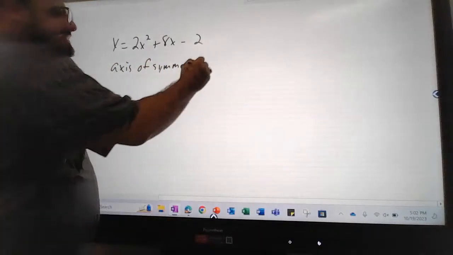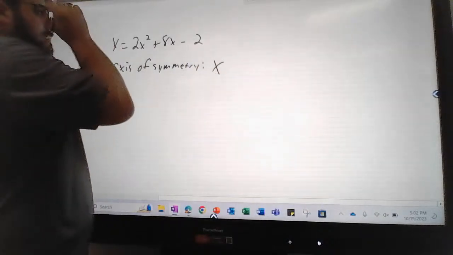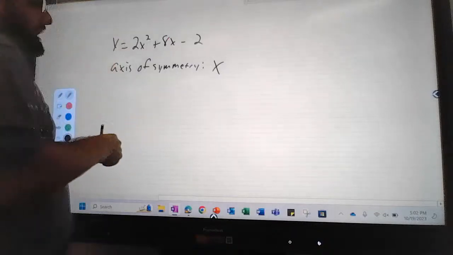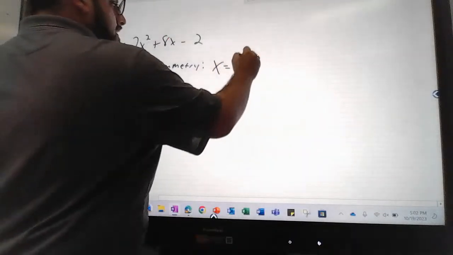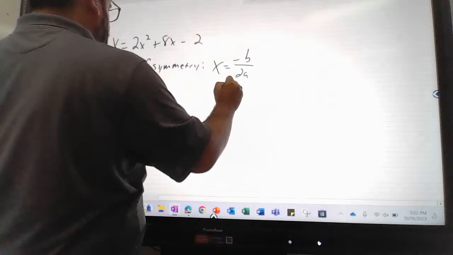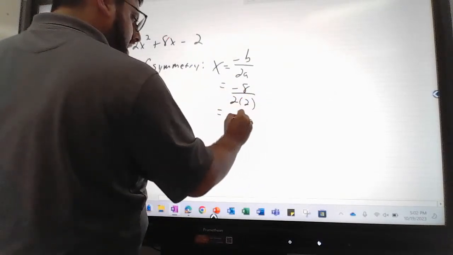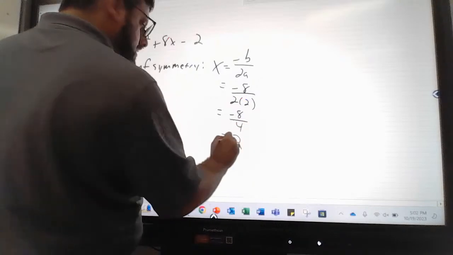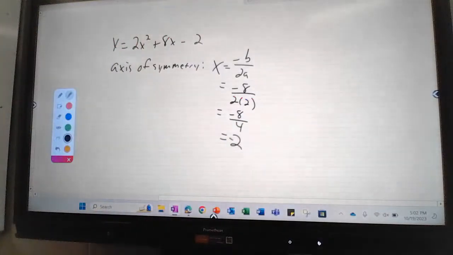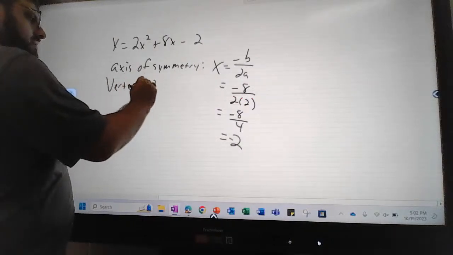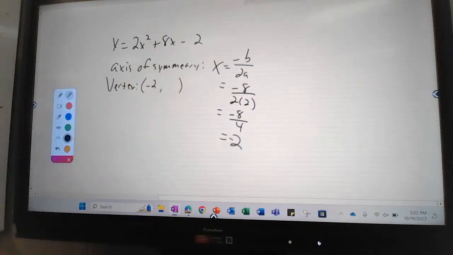All right, so my axis of symmetry, the way that I'll do it is to do negative b over 2a. I'll change the sign for b and just do 2 times a in the denominator. Negative b over 2a, which is negative 8 over 2 times 2. That's negative 8 over 4, which is negative 2. So that's the x value of my vertex.